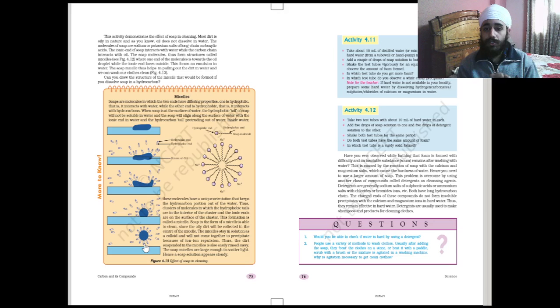This problem is overcome by using another class of compounds called detergents as cleansing agents. Detergents are generally sodium salts of sulfonic acids or ammonium salts with chloride or bromide ions. Both have long hydrocarbon chains. The charged ends of these compounds do not form an insoluble precipitate with the calcium and magnesium ions in hard water, so they remain effective in hard water.